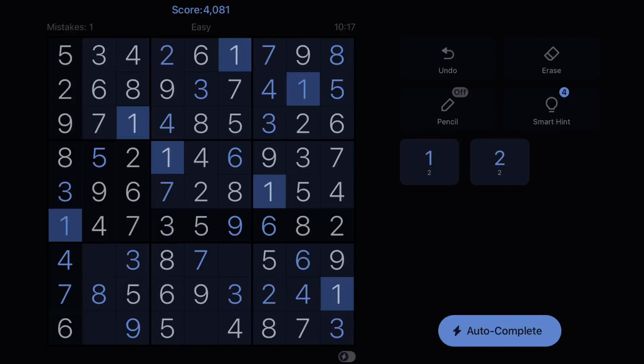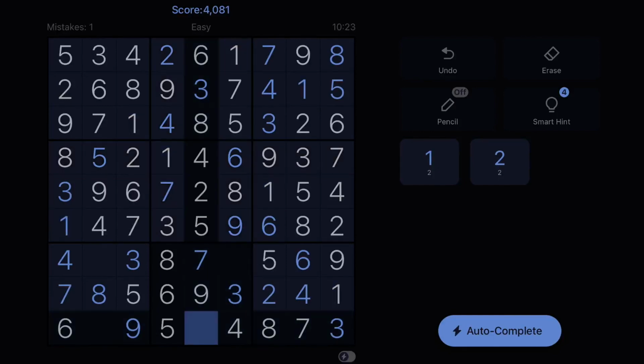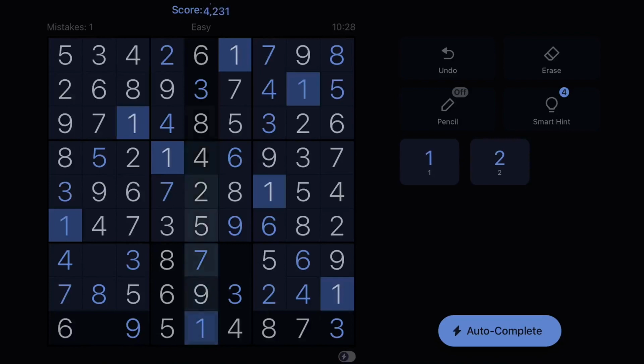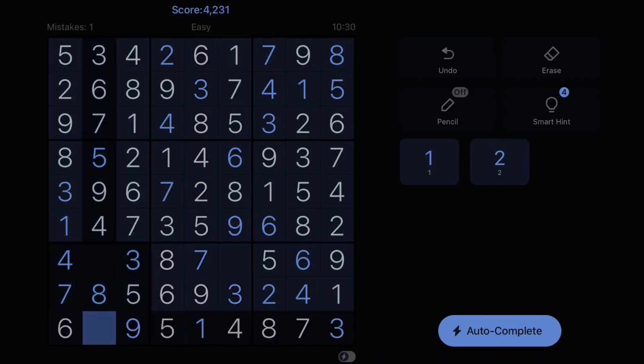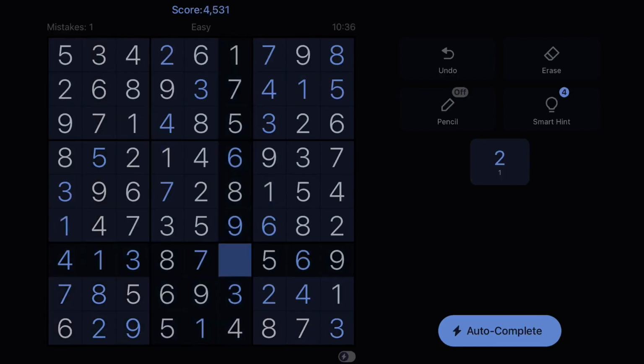Okay, let's start with the 1. So in the middle rows, we have this 1 column that's just one number missing. It's an easy picking, and that's our 1. Because of that, this is going to be a 2. Because of that, that's going to be a 1. And because of that, that's going to be a 2.